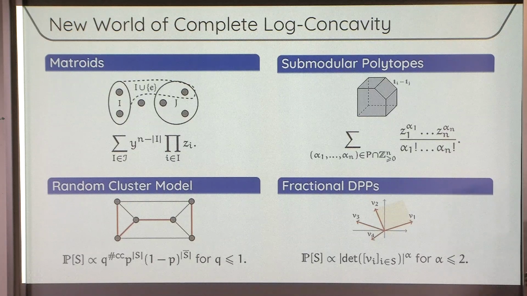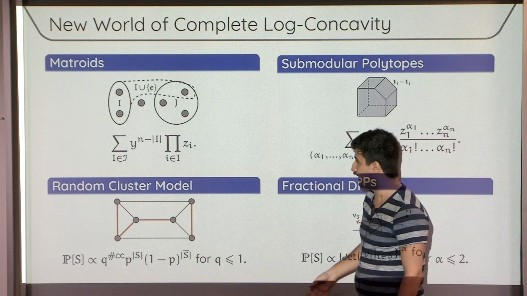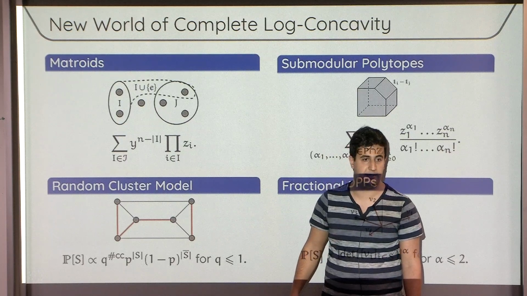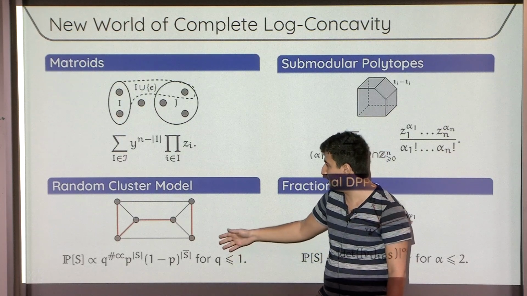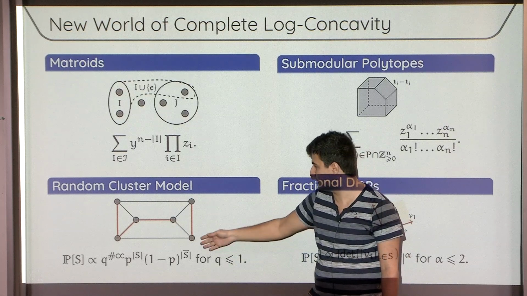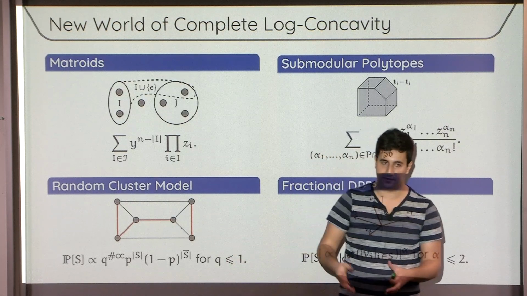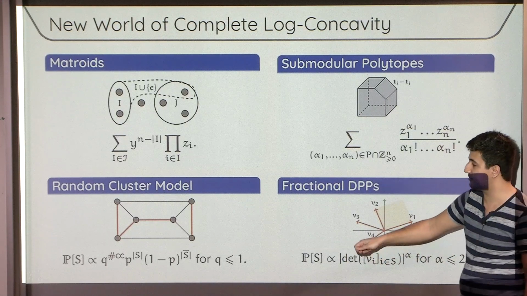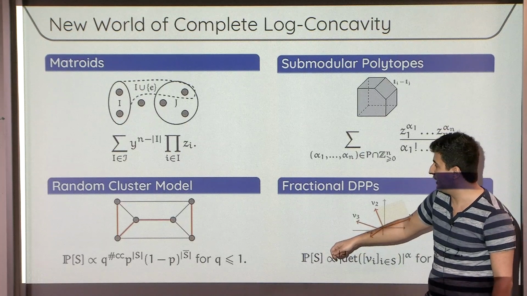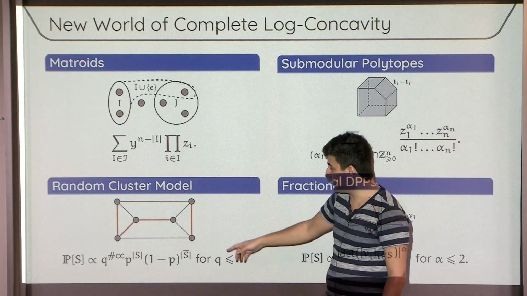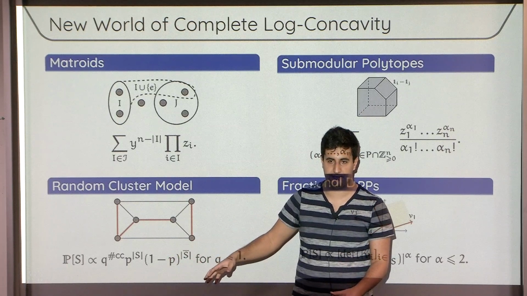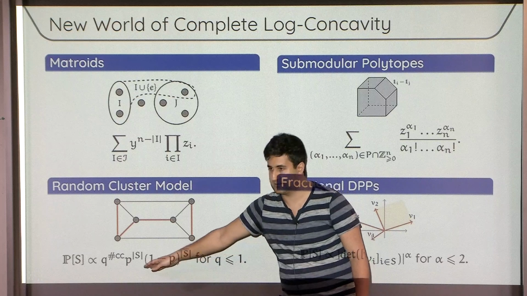So something that also Peter and June showed is that the random cluster model. So this is, in the graphical matroid case, this distribution. You start with a graph, you select a subset of it, and then the probability of selecting that subset is going to be proportional to basically some parameter q to the number of connected components imposed by that subset times the independent distribution.